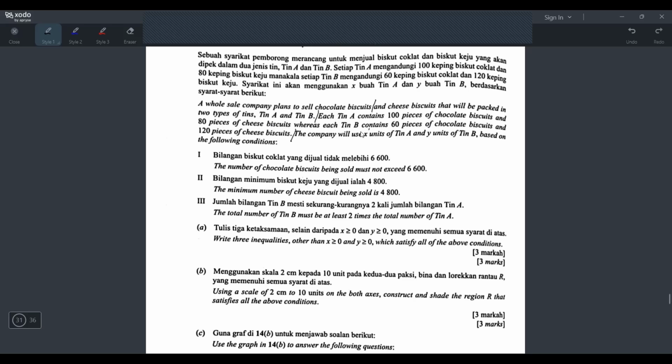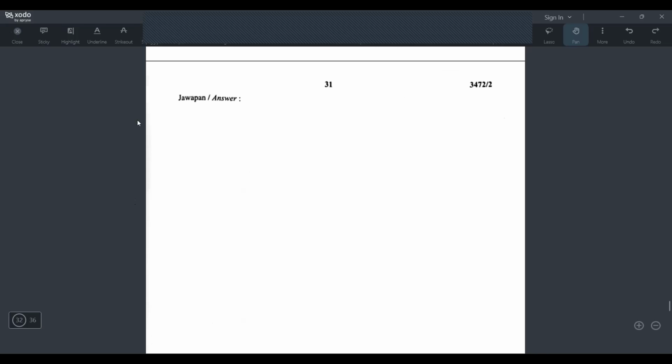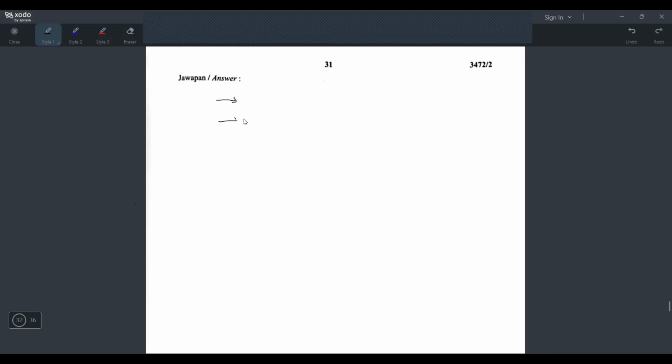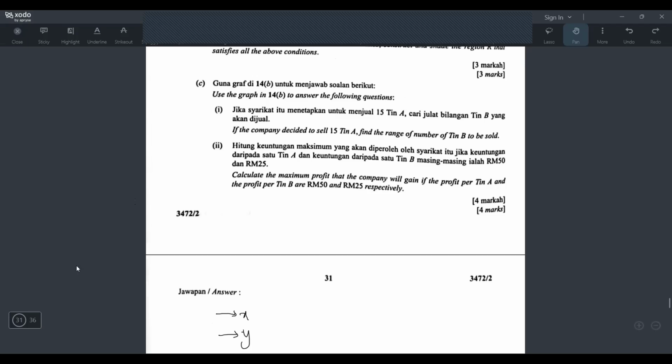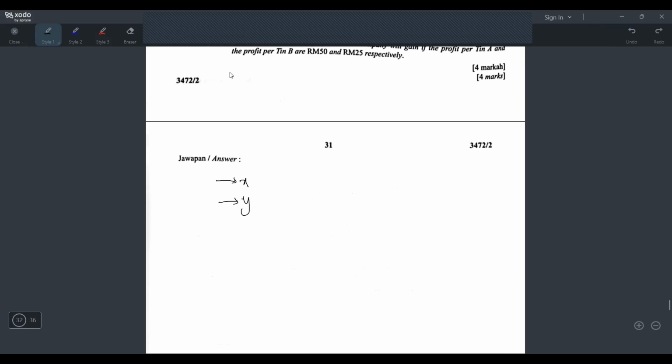The company will use X. I saw it already. X units of tin A, Y units of tin B. Okay, I need to know this first before I write the inequality. Okay, it's very important. So, okay, I already know which one is X, which one is Y. X represents the units of tin A, and then Y units for tin B. So I will just write tin A here, and then this one is tin B, right? And the X and Y represent the units. It means this one is the number of tins. So this one is the number. So number of tins.